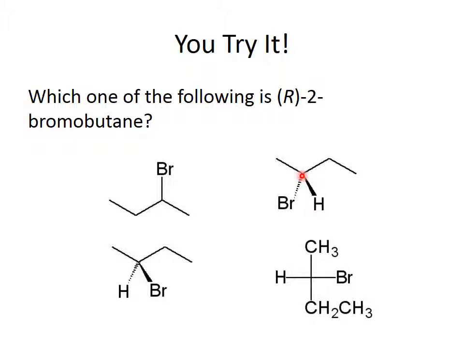This one is R. If I look at this, the hydrogen's back. Bromine, ethyl, methyl, that's counterclockwise, so this one's S. If I look at this one, the hydrogen is coming out. Bromine, ethyl, methyl, that's clockwise rotation, but with the hydrogen out, that's an S compound. The only one that is R is this one.